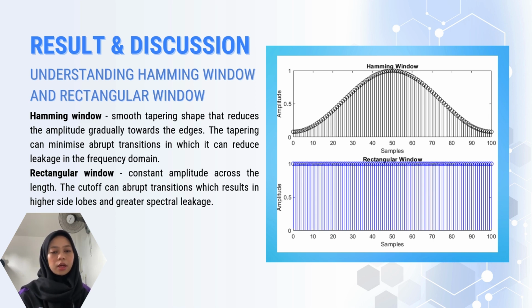This is understanding the Hamming window and rectangular window. As we can see here from our right, the result we obtained from the coding that we did. We can see how the Hamming window shows a smooth tapering shape that reduces the amplitude gradually towards the edges. The tapering can minimize abrupt transitions, which can reduce leakage in the frequency domain. However, the rectangular window will show a constant amplitude across the length. The cutoff causes abrupt transitions, which results in higher side lobes and greater spectral leakage.